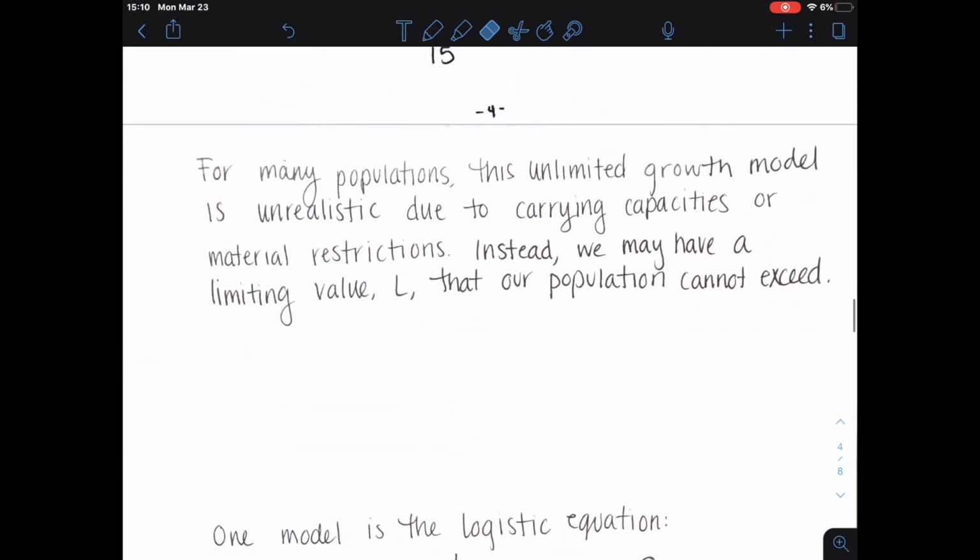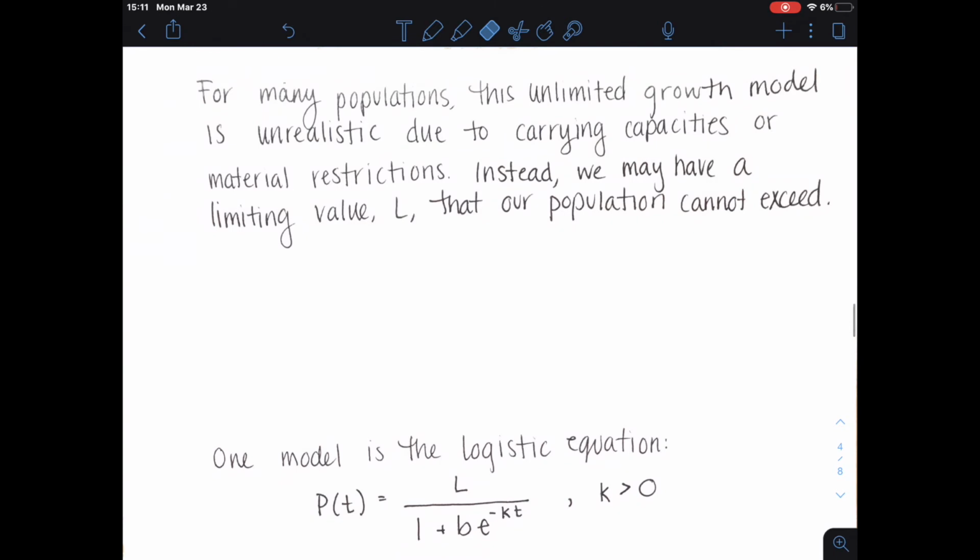Okay. Now, realistically, most of these uninhibited growth models are pretty unrealistic. Most places or most populations have some type of limit, whether it's some type of food resource, could be just land, it could be there's prey involved. There's going to be a limit as to what that population can reach. So that's going to be something that's called a carrying capacity. So basically you're going to have a limiting value L that your population's not going to be able to exceed.